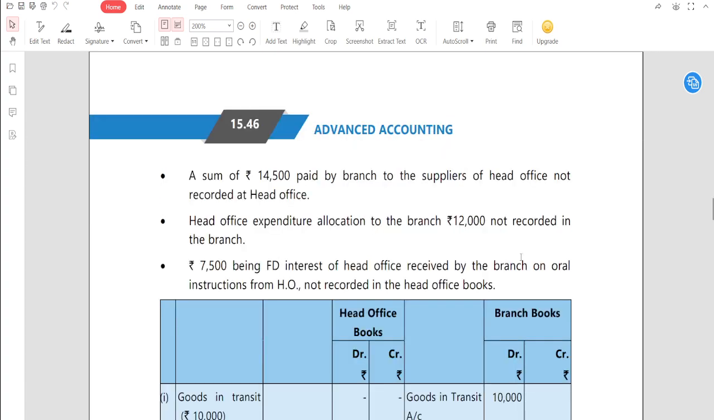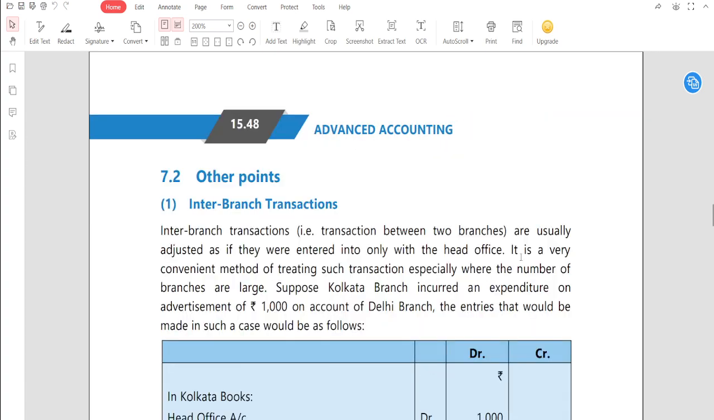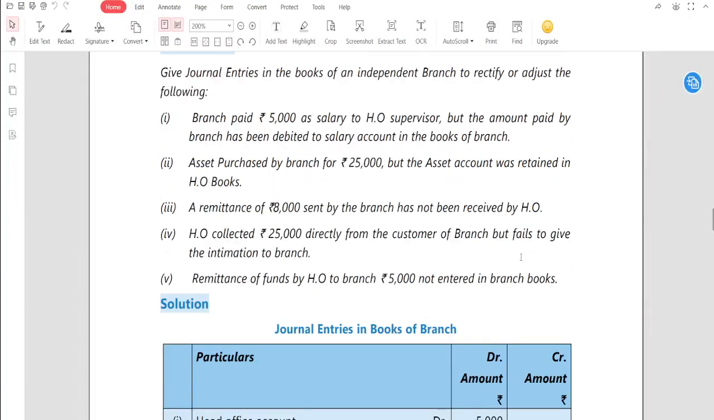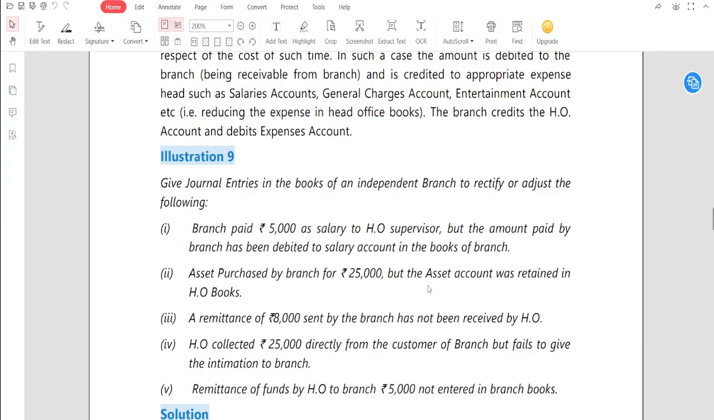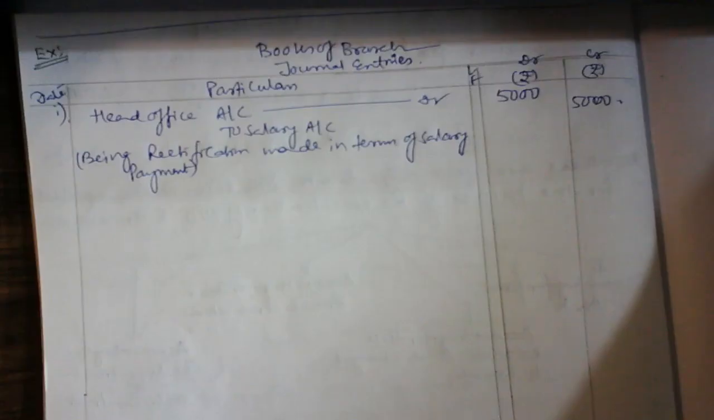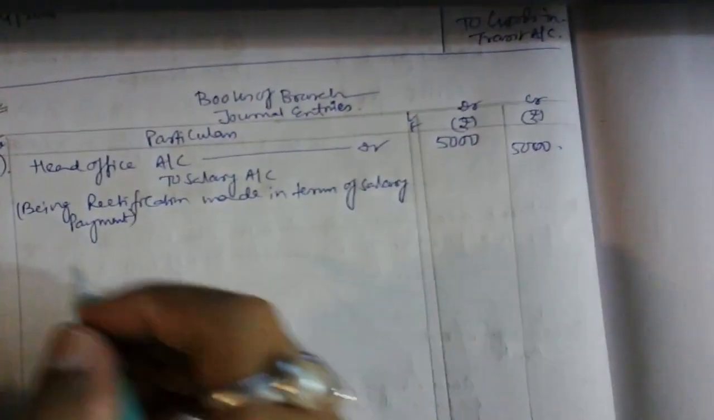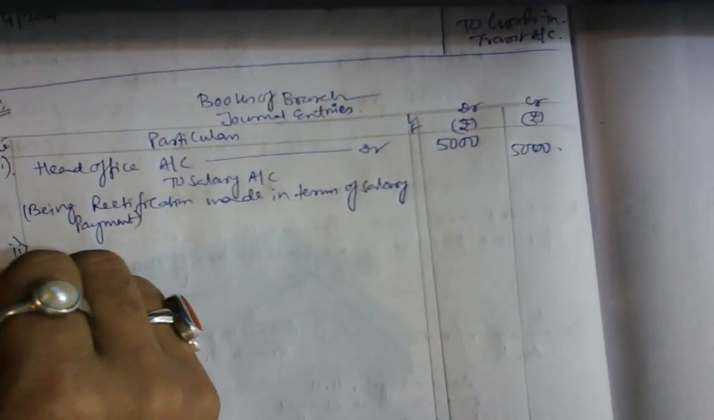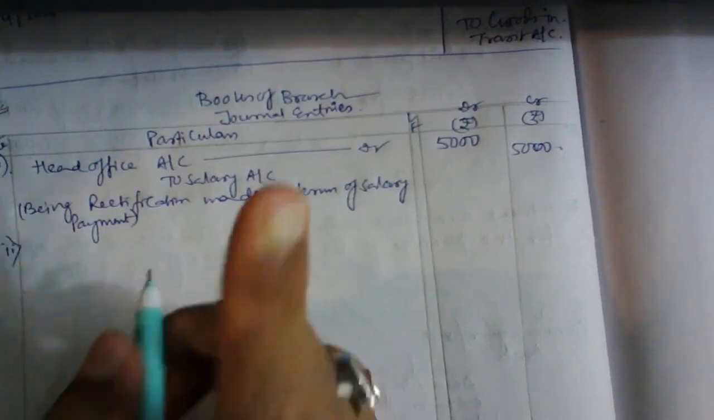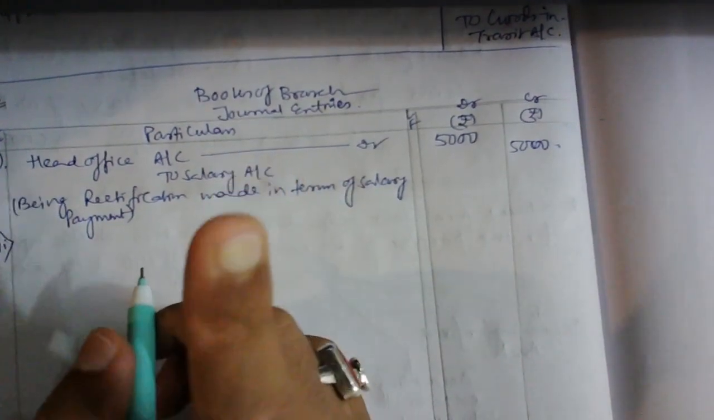Now let's see, come here. But the asset account was written in HO books. So we need to make a journal here. Perfect. So what will be the journal, sir? Very easy. See that no journal has been made. Try to understand, in this particular case, no journal has been made.